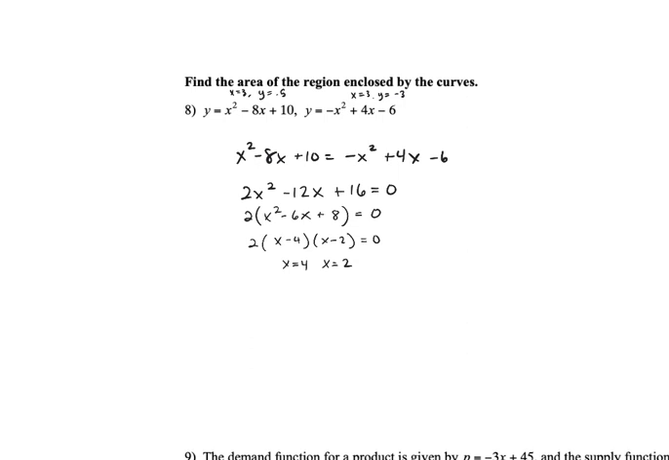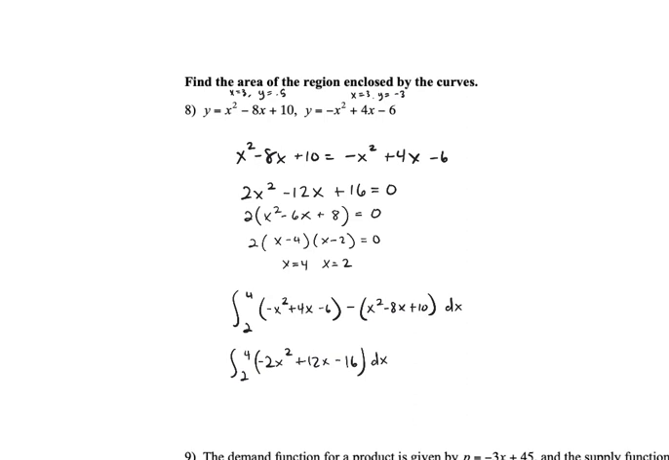And that's important because now you set up your definite integration. So we have the integral from x equals 2 to 4. You start with your upper function and subtract the lower function. And if we combine like terms, we're going to have negative 2x squared plus 12x minus 16.